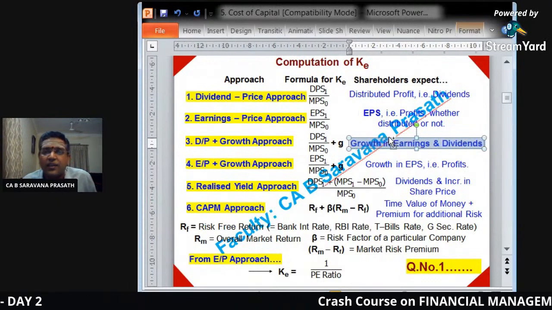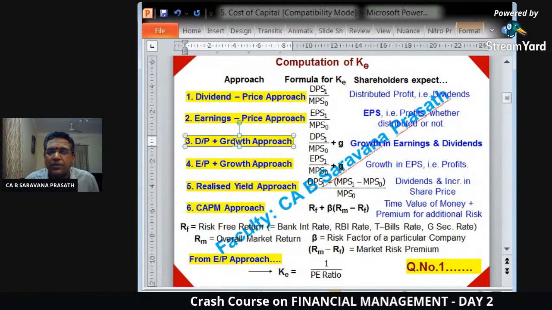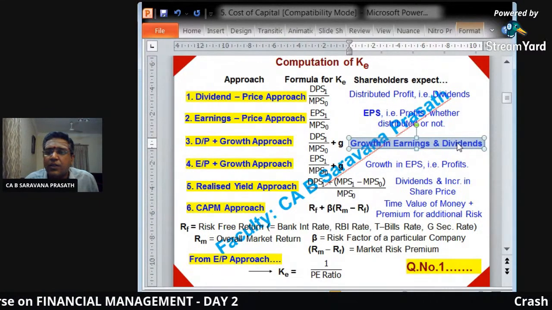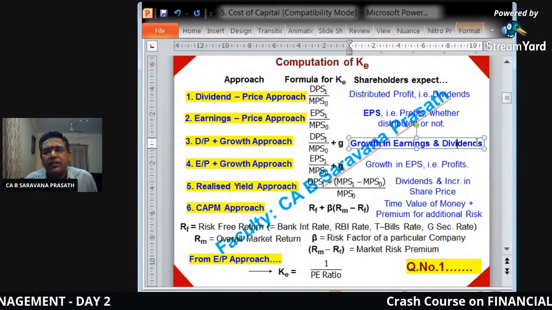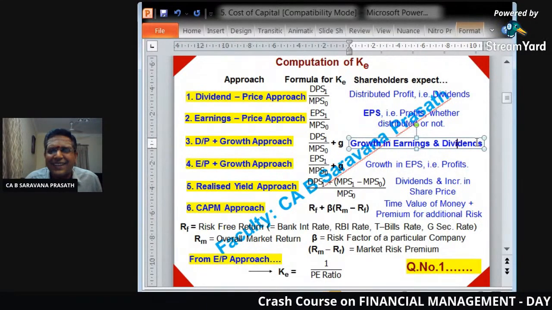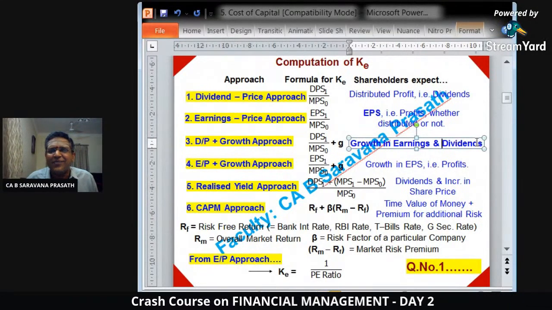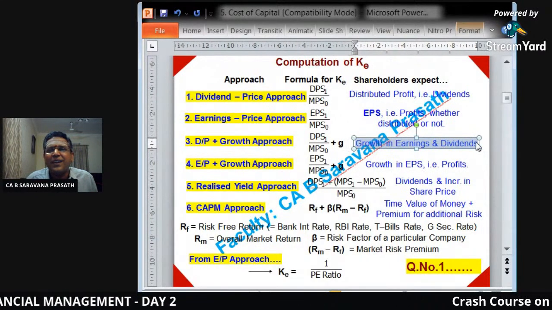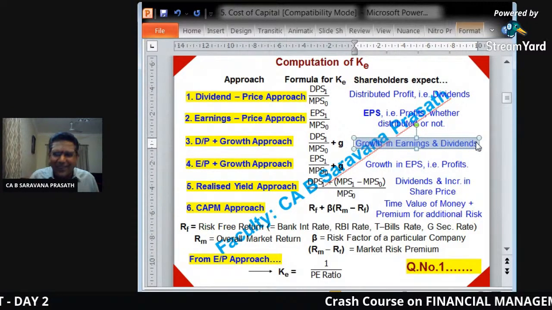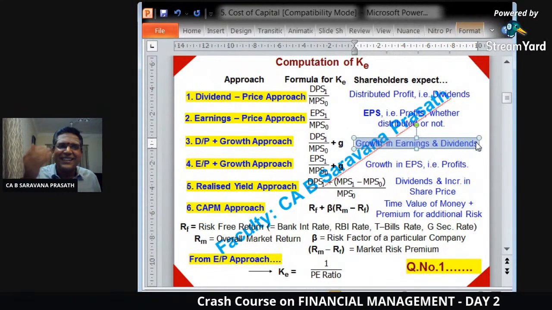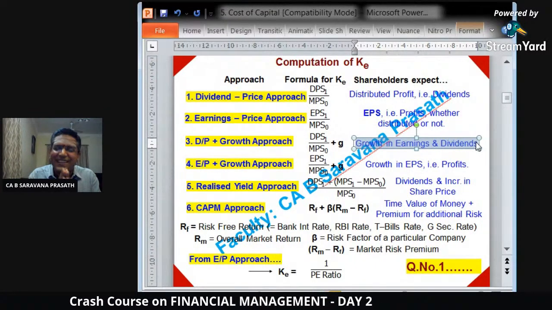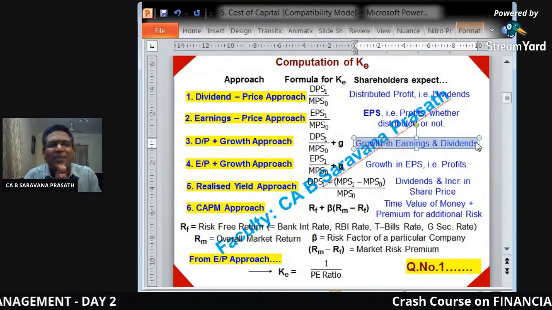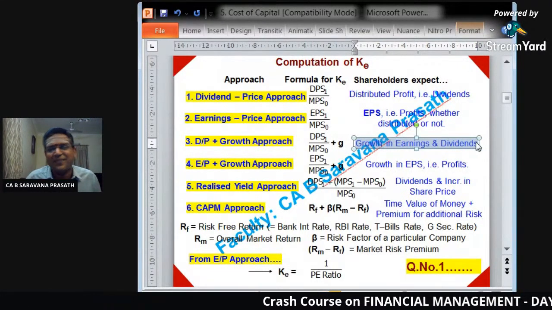Sir, you are talking about dividend price plus growth approach. Why are you putting growth in earnings and dividends? Shouldn't it only be growth in dividend? Let's understand a very simple point, my dear friends. Without earnings increase, dividend cannot increase. You cannot pay dividend out of nowhere. Your earnings have to increase. Only then can dividends increase. So the shareholder will sincerely pray that the company should have more earnings and also distribute more dividends. That is what is considered under the third approach.